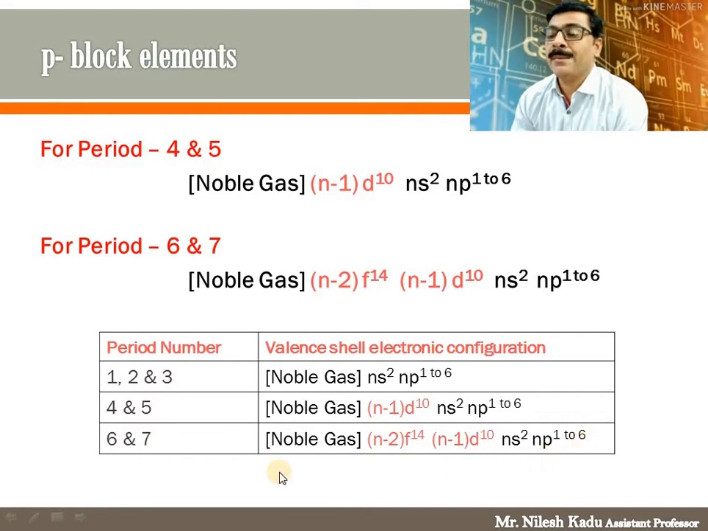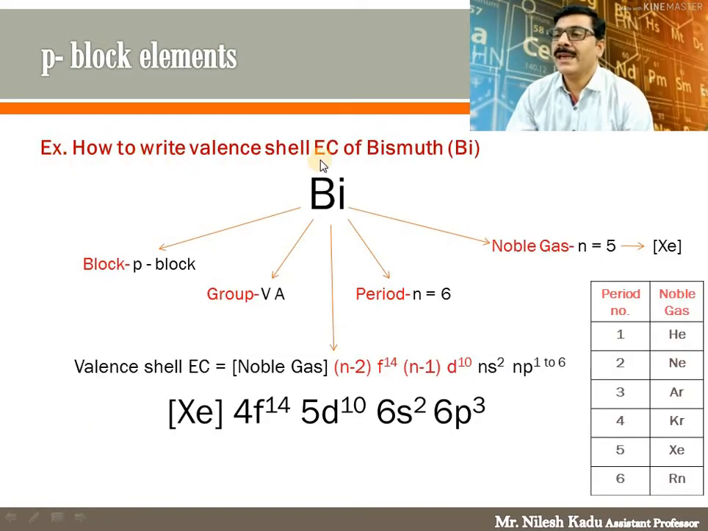And in this way the valence shell electronic configuration of P block elements depends on the period number. Now let us see how to write the valence shell electronic configuration of bismuth.